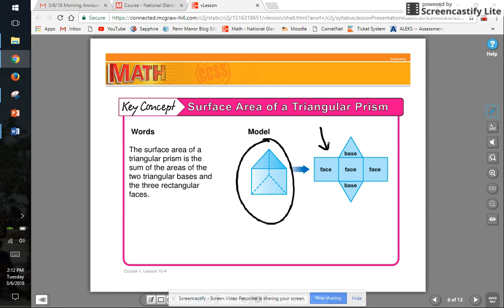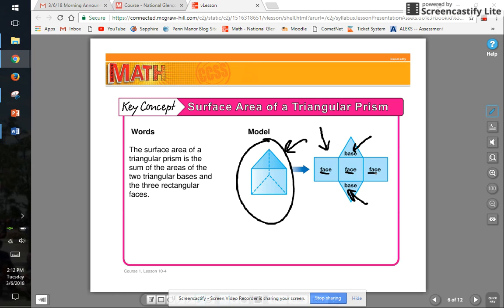Then over here we have, what is this thing called? Do you remember? That's right, it's a net. And this net is actually this shape over here broken into its little pieces. I notice there's a base here, a base there, and three faces. 1, 2, 3.